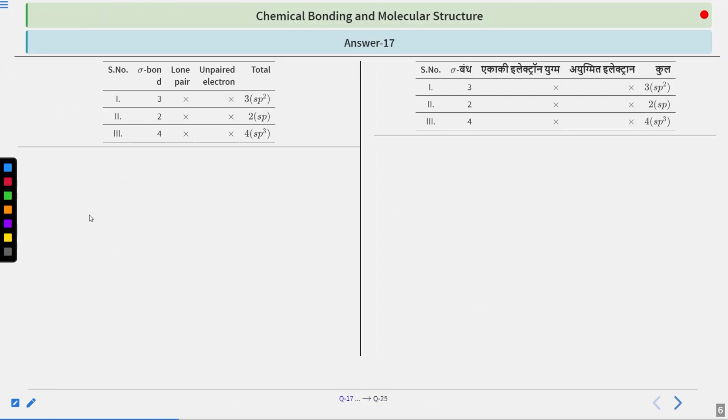Let us see the answer. The same thing is written: sp2, sp, and sp3. Since there is no lone pair in each of these and no unpaired electron in each of these, only bond pairs are there, excluding the pi bond. Therefore, the first one has a structure of sp2, the second one has a structure of sp, and the third one has a structure of sp3, which is NH4 plus. Clear? Okay. Now moving on to the next question.